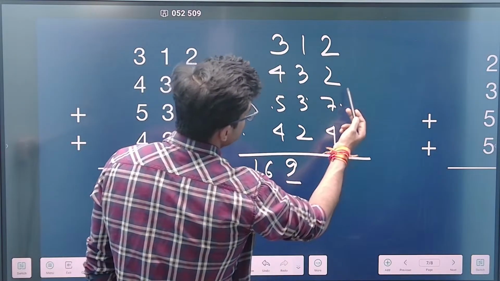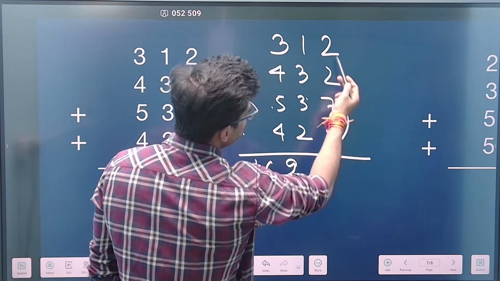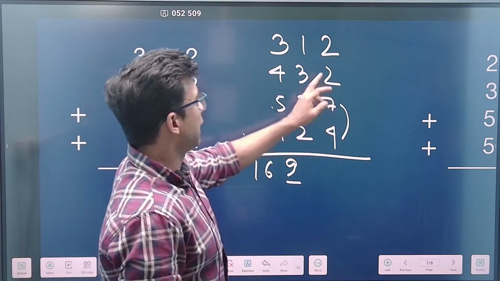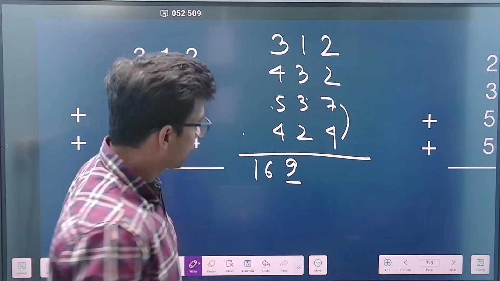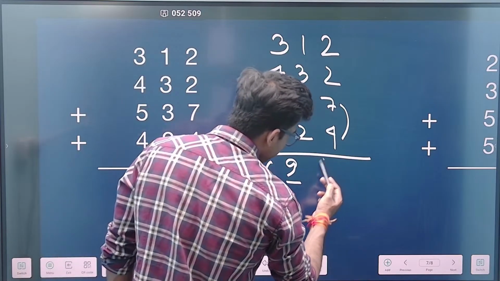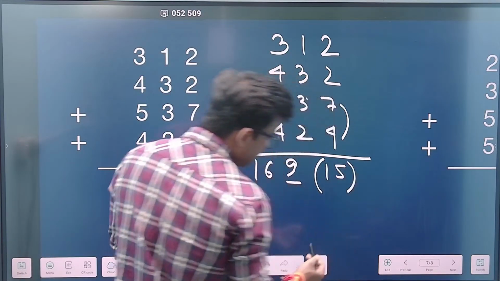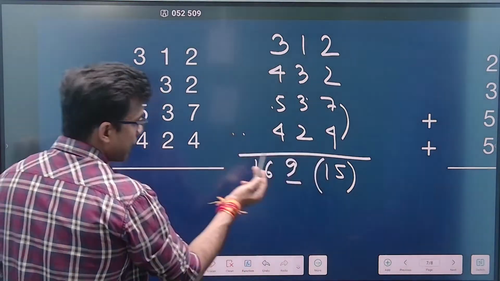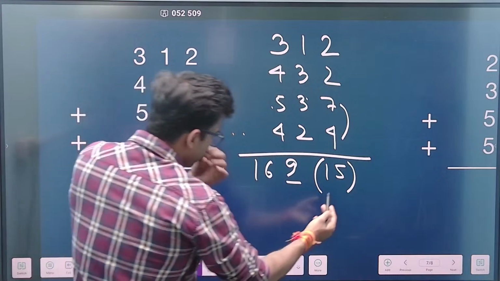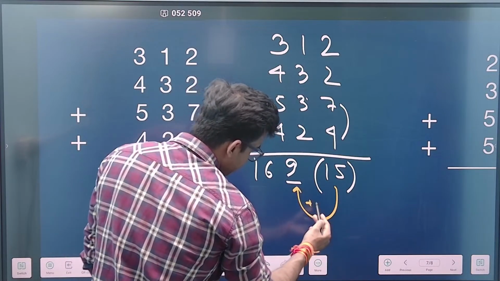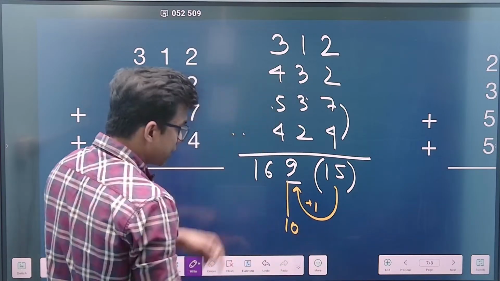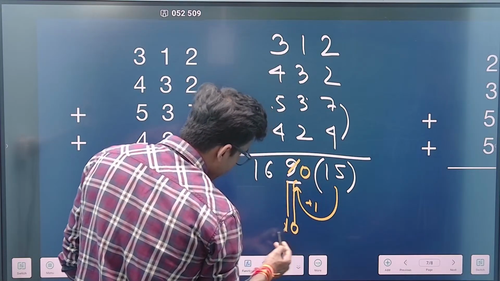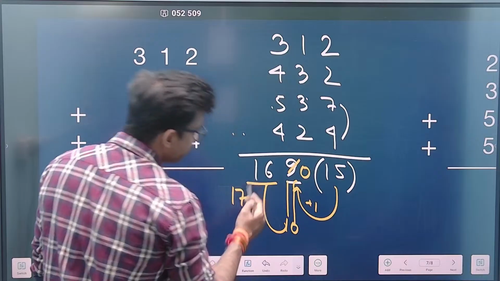Now 7 and 4 is 11, and 11 and 4 is 15. Again, the problem comes when it becomes 15. The moment this becomes 15, shift 1 towards the left-hand side. If you shift 1 to the left, plus 1 here, this becomes 10. Of 10 this would be 0. So 9 becomes 0, this 1 will go here, and 16 becomes 17.